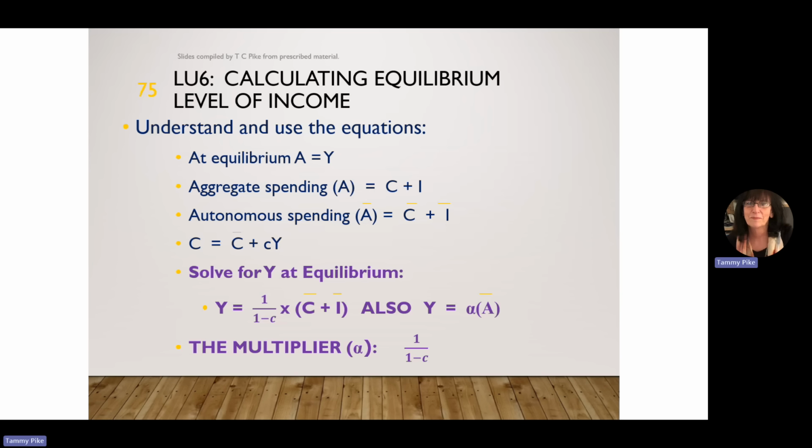At equilibrium, we know aggregate spending is equal to income and production. What is aggregate spending? Remember, it is A without the line on top, and that is total consumption plus investment spending. Autonomous spending is only the autonomous portion, so autonomous consumption plus investment. Investment is always autonomous, so we don't have to keep reminding ourselves. But remember, for C, we've got two parts. That's why we've always got to tell you what is autonomous C, or give it to you in an equation like this one, so that you can recognize it.